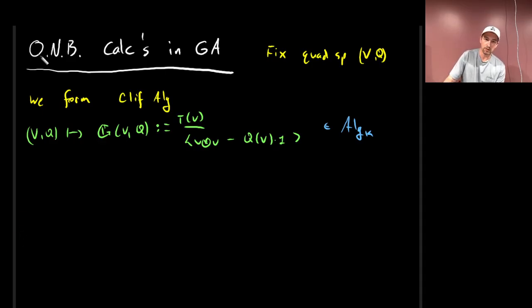Today we're going to talk about orthonormal bases calculations in geometric algebra. So we'll mostly focus on trying to get the dimension of a geometric algebra. The vector space V has dimension n. What is the dimension of the Clifford algebra?